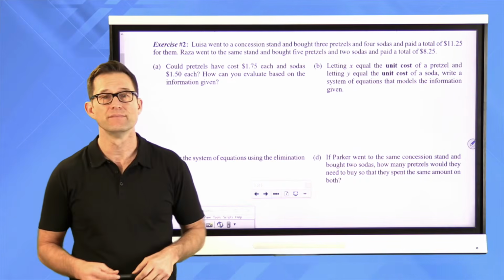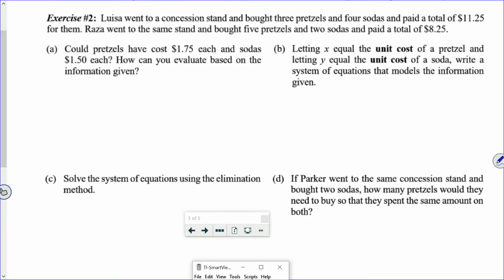Exercise number 2. Louisa went to a concession stand and bought 3 pretzels and 4 sodas and paid a total of $11.25 for them. Raza went to the same stand and bought 5 pretzels and 2 sodas and paid a total of $8.25. Letter A. Could pretzels have cost $1.75 each and sodas cost $1.50 each?